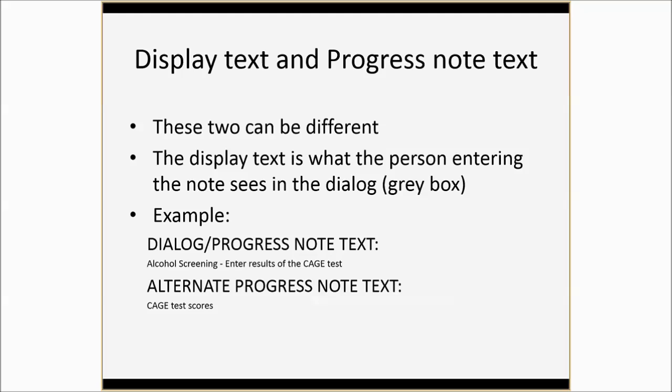And an example here, the dialog progress note text says alcohol screening, enter results of the cage test. And then the alternative text, that's the one that's going to get recorded in the note. And it's the text that actually, when a patient requests a printout of their notes, this is what's going to be in that printout. So in this case, we have an alternative text that states cage test score.